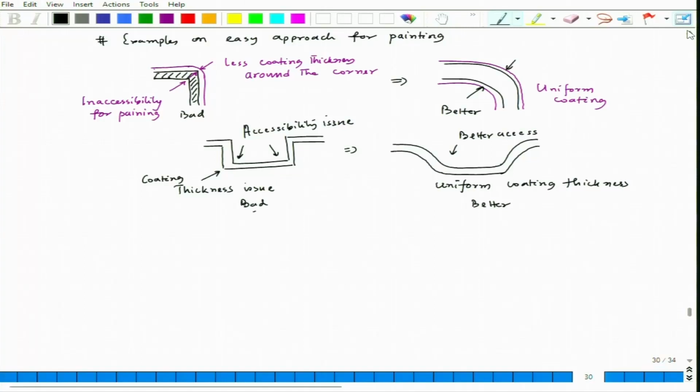So, we have discussed a lot of design aspects for the protection of a component from corrosion. So, we have talked about galvanic effect, stress effect, area effect, painting effect, accessibility effect, welding to cover up crevice part, round off to take care of stress concentration.